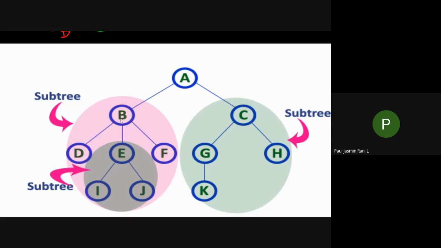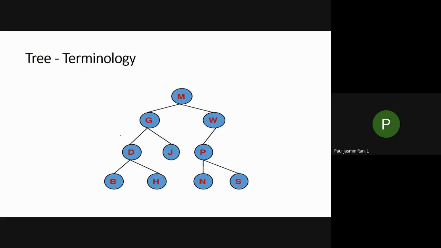Similarly, for B, you have a gray shaded part. We call it a subtree. Subtree is nothing but the other branches for a particular node. So this is a general diagram. From this diagram, now we are going to see what terminology is used. Can you tell me which is your root node from here?